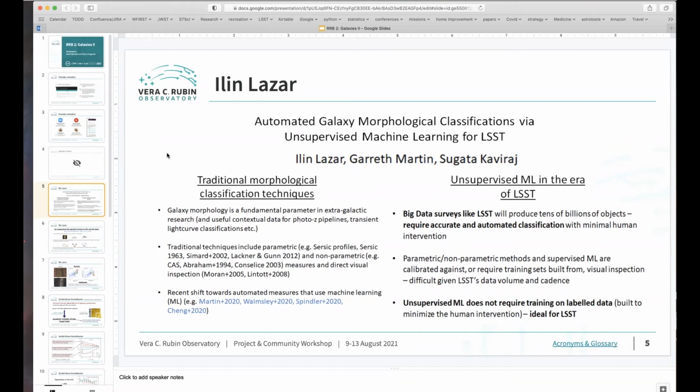But big data surveys such as LSST or JWST will produce exabyte scales of data in the coming decade. And for that reason, we will require machine learning for faster data processing. We will also need a significant amount of human resources to do the labeling for the training sets. That's if we want to use supervised machine learning. On the other hand, unsupervised machine learning does provide some advantages, and that is that it does not require training on labeled data, and for that reason, it is quite ideal to be used on data from LSST, for example. Next slide, please.